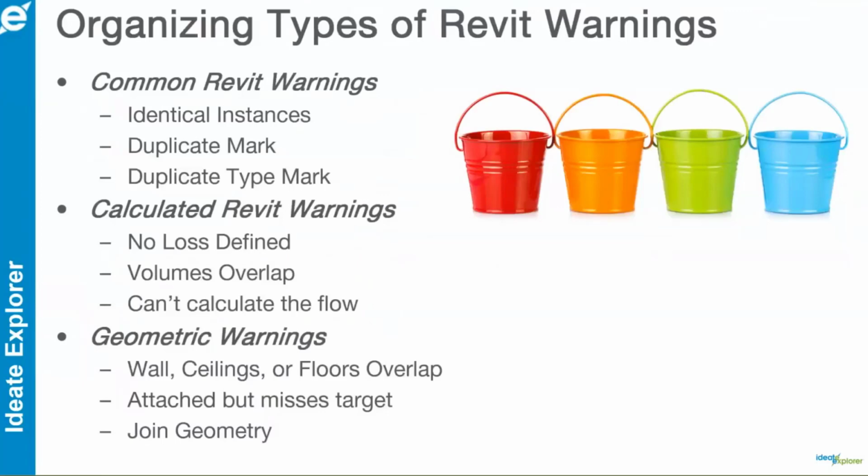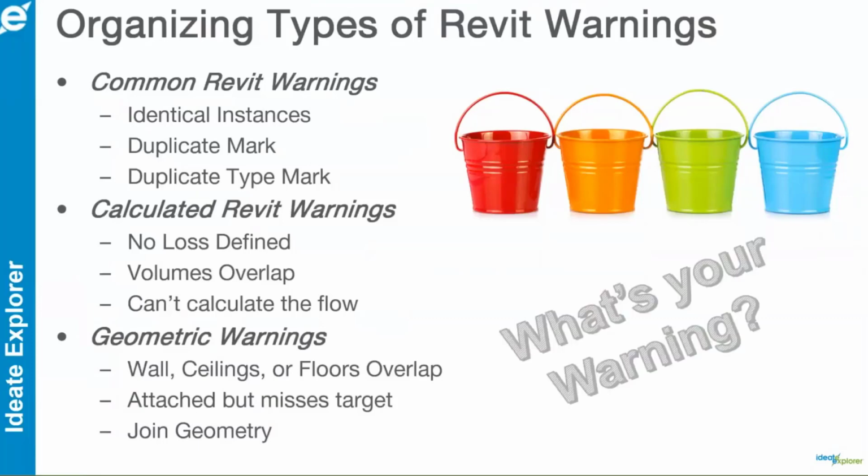And then when it comes to warnings, this is what I talked about earlier: we've organized this, and even in our help topics, we've put these into different buckets. What we've said is there are what we feel are common Revit warnings, things like identical instances, duplicate marks, duplicate type marks. They're important, and they typically come up quite a bit. But some of them, like duplicate mark and duplicate type mark, can be ignored to some degree.